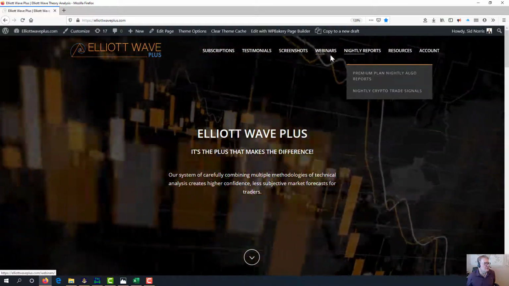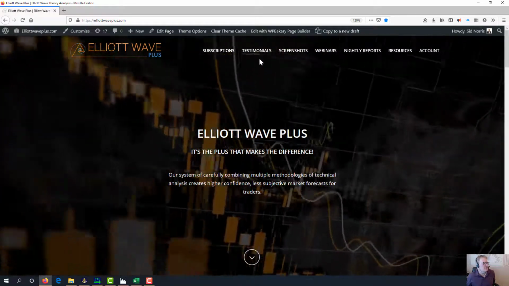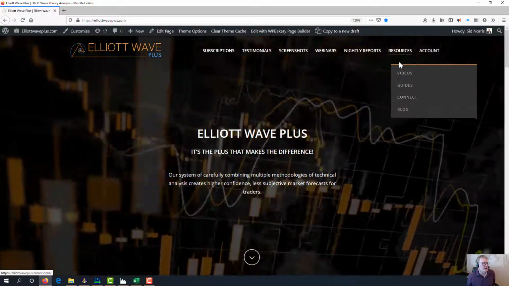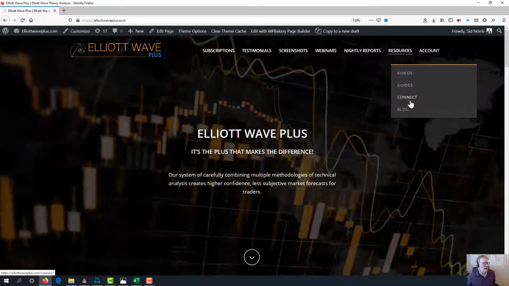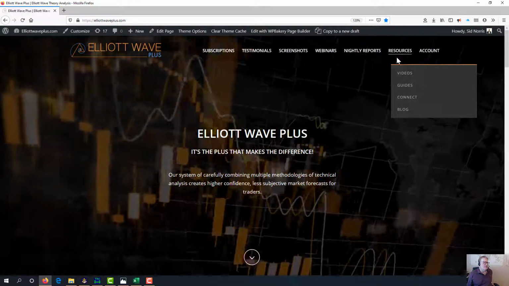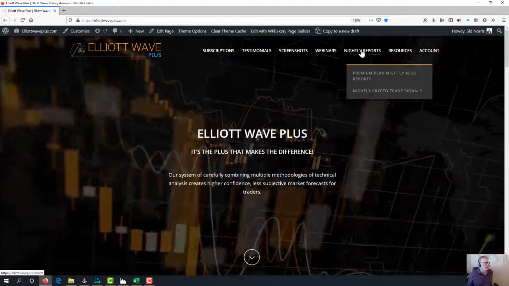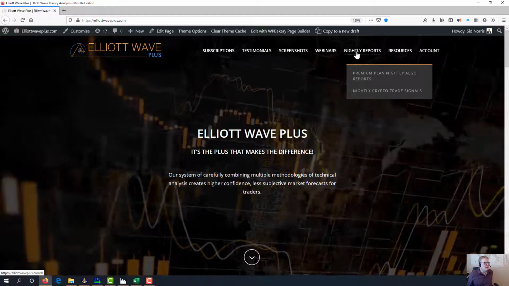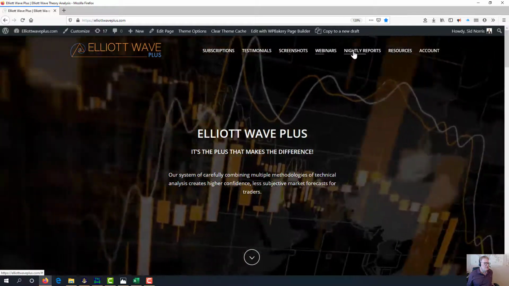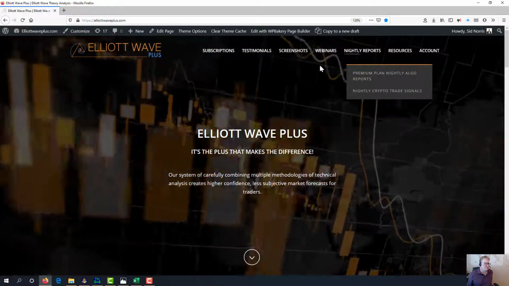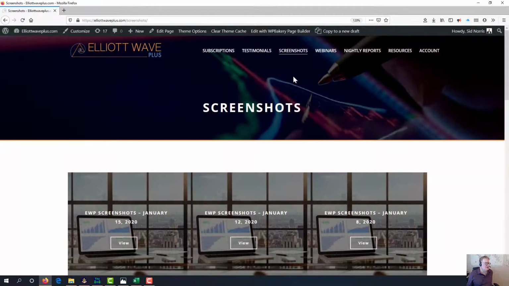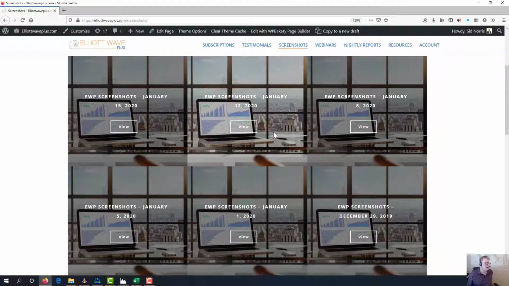And then you'll see all of the tabs that have information available under them that you may or may not be paying for. Now, everything under the resources tab is free, including all the videos, the guides, the blog posts and the tweets. When it gets into the nightly reports tab, the webinars tab, the screenshots tab, those are materials available to paying subscribers. If you're in the basic plan, in the screenshots tab you get to see the twice per week screenshots.